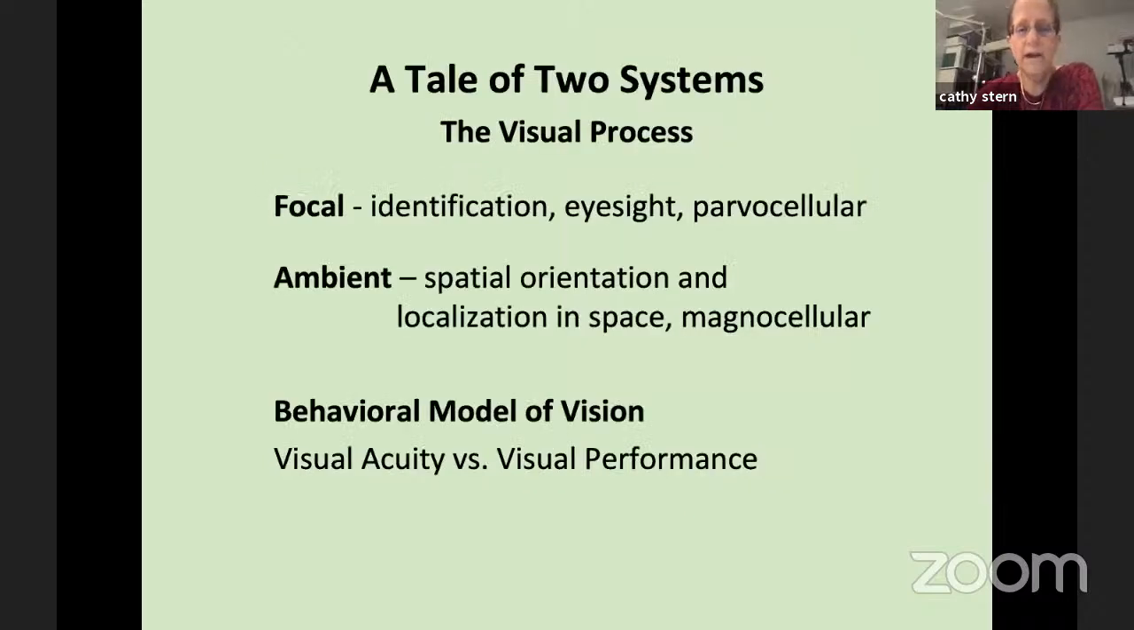So when I talk about vision, I always say that it's a tale of two systems, or the visual process. And we talk about the focal being identification, more parvocellular, and then the ambient process, which is more the spatial orientation, localizing in space, obviously more driven by the magnocellular system. And so I like to say that it's a difference between visual acuity and visual performance.